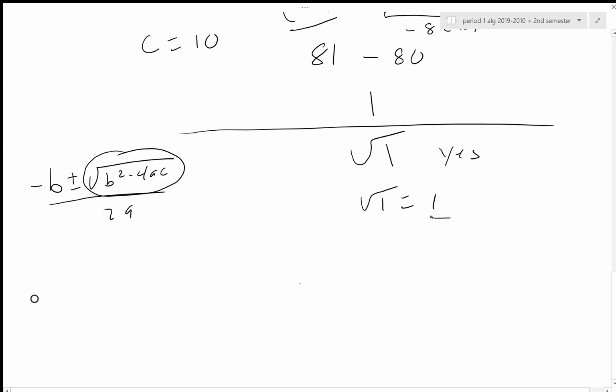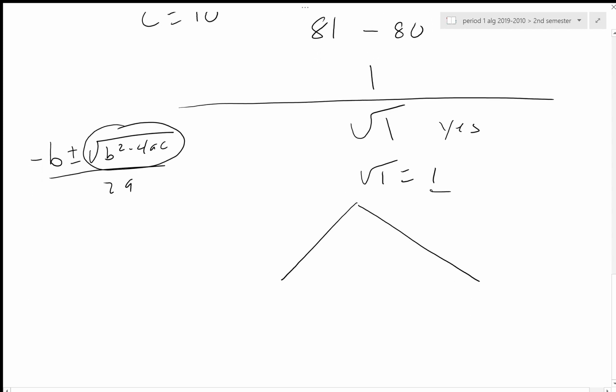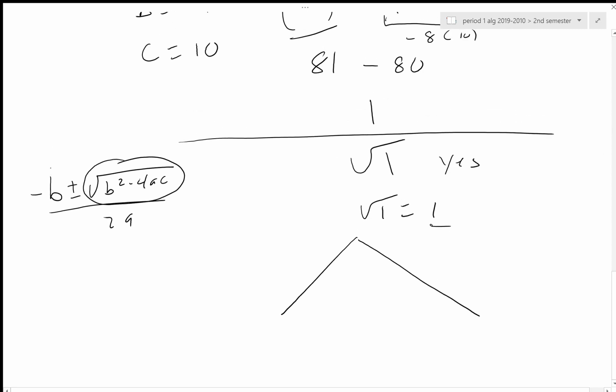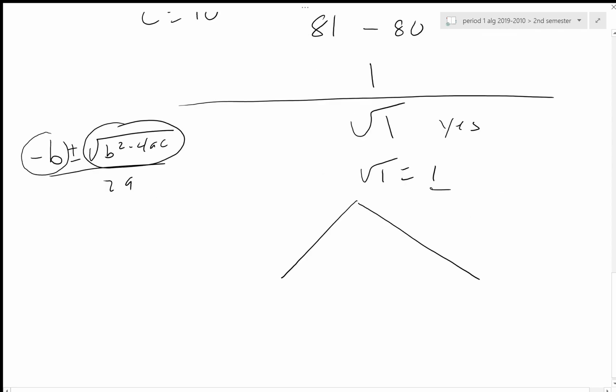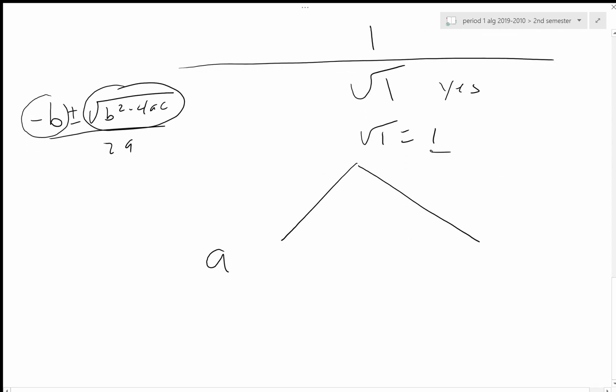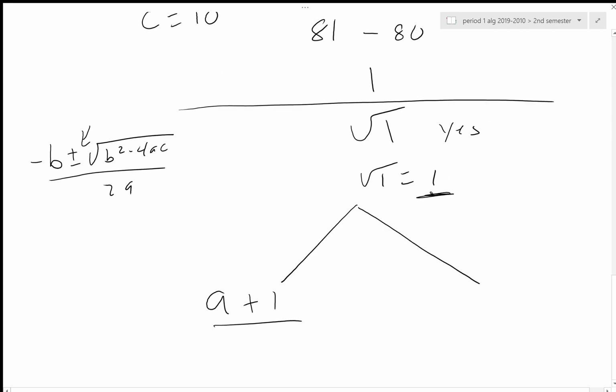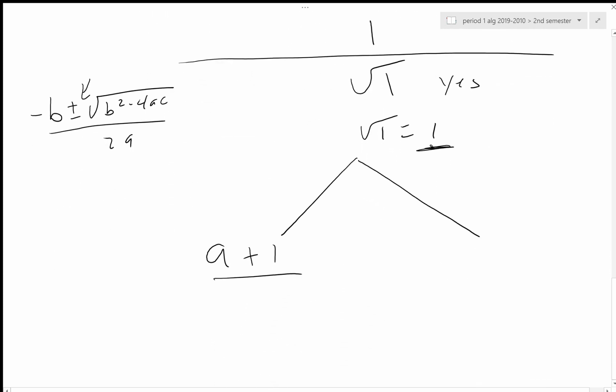You're going to have to do 2 different steps. Okay, again, we take the opposite of b. So the opposite of negative 9 is 9. You see right here it says plus and minus. Okay, well the first one we're going to do plus. This number, 1. Over, what's 2 times a? Well, what's 2 times 2? 4.